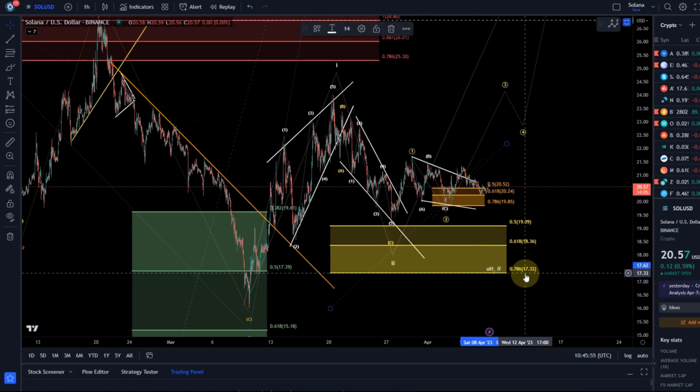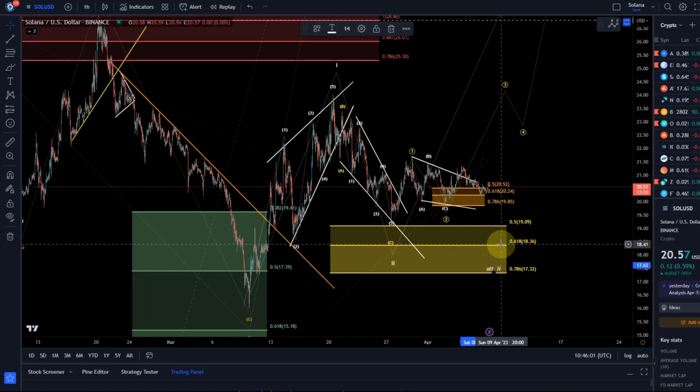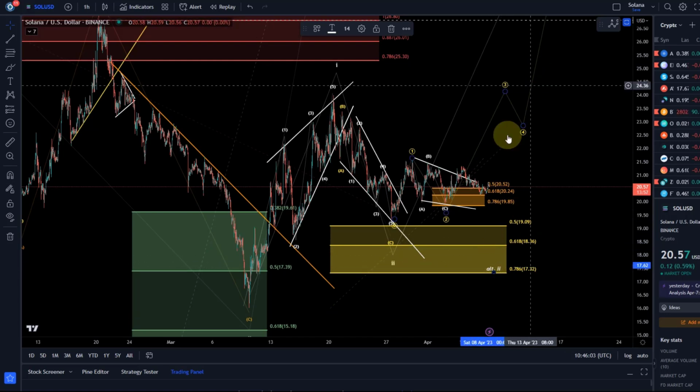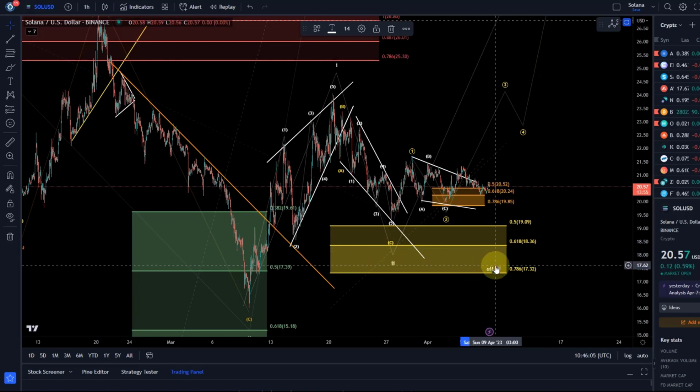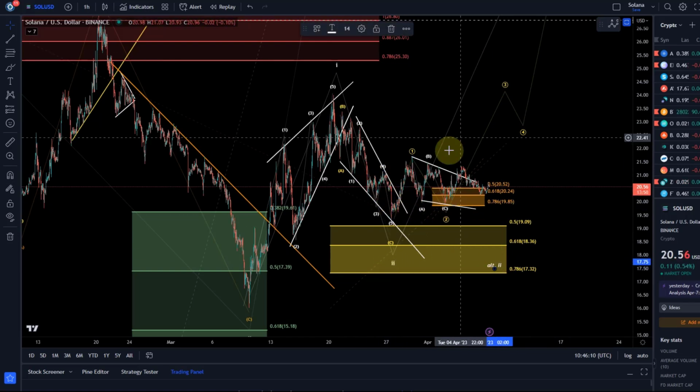As long as we're holding $17.32, that's fine. As long as we're holding that, that's fine. And we can still be looking at higher in a third wave. What would be the structure within this alternate wave 2? So the primary count is still valid.